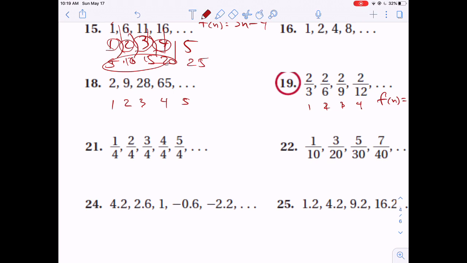Let's see, what are we doing here? We're cubing the number. So look, if I cube each of these numbers, 1, 2, 3, 4, 5, I cube 1, I get 1. I cube 2, I get 8. I cube 3, I get 27. I cube 4, I get 64. And do you see how close they all are to those numbers? Just add 1. So again, f of n equals n cubed plus 1. So that's rule writing, folks. And there'll be some homework for you to do with these as well. Good luck.